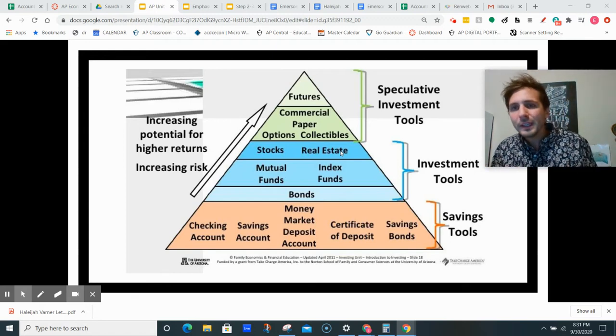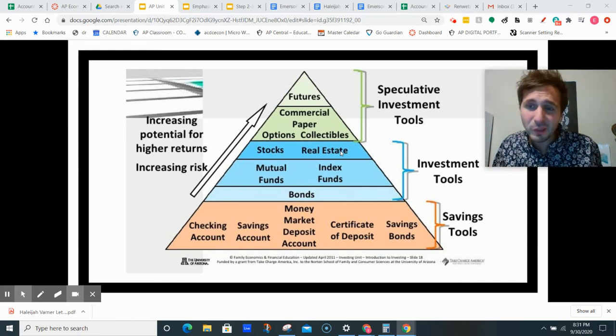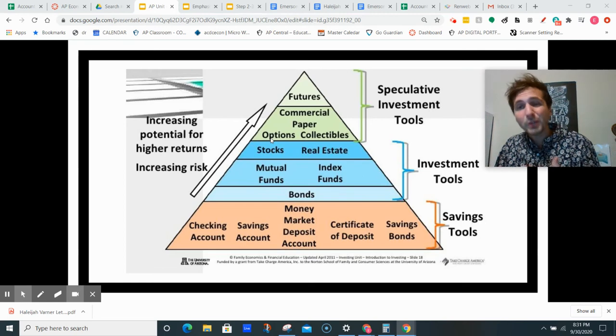And with liquidity comes interest, right? If the liquidity is very high, you're going to have very low interest as a return, right? Because they're not borrowing the money for very long. But the higher I get on this pyramid, the more potential profit I have, or the more returns I get, the more interest I get, because there's a little bit more risk involved. High risk, high reward. You've probably heard of that before, right?